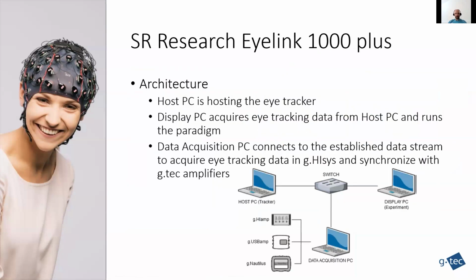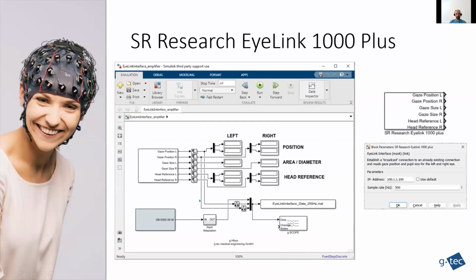How does the interface look? This is the architecture for the SR Research. It comes with a host PC, which is hosting the eye tracker itself, connected via a network cable to a display PC, which is taking care of the paradigm. So it's showing the text or the pictures or whatever you want. We can use this network connection and connect to it as well. Once there is an established connection between the host PC and the display PC, we can connect to this established data stream and get it into the Simulink model.